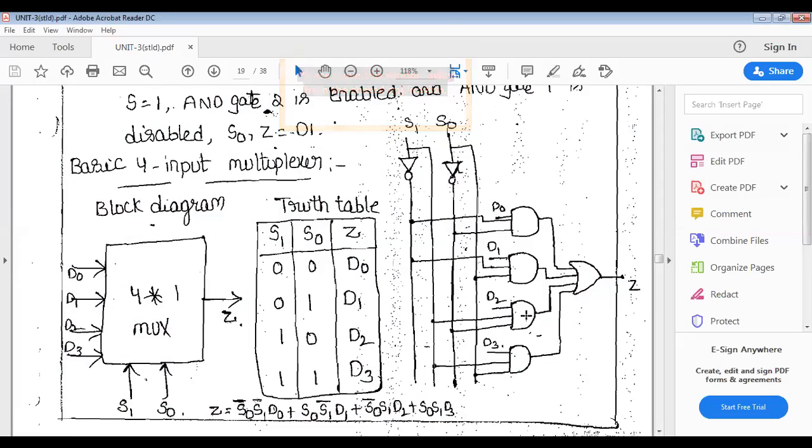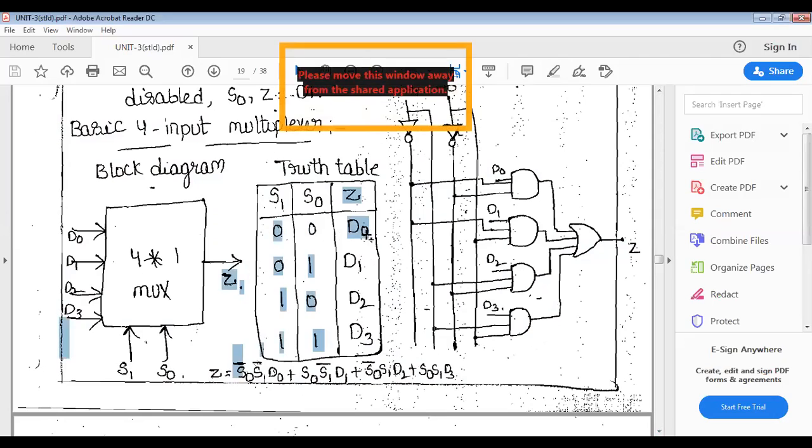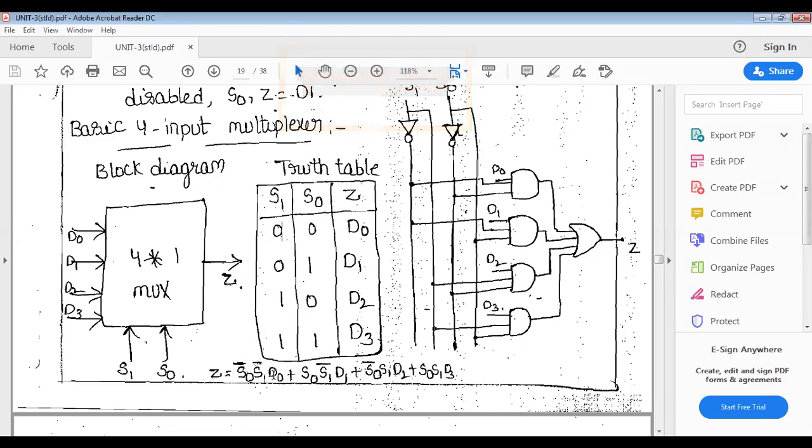Next step. See, we will get the truth table. Now we have to write the Boolean expression of the Z. What is the Boolean expression of the Z? These 3 is a product here, the first 3. So S0 is 0, S1 is 0, and D0. And I am saying AND is a product. So S0 bar, S1 bar, and D0.